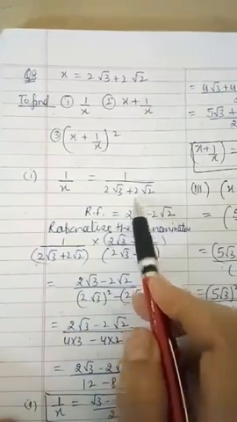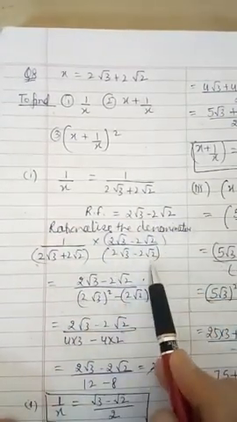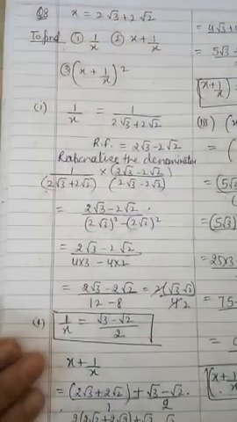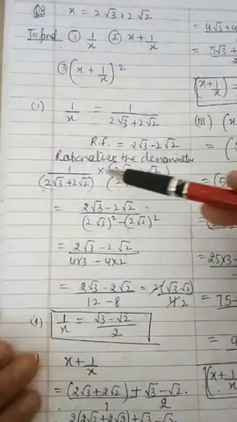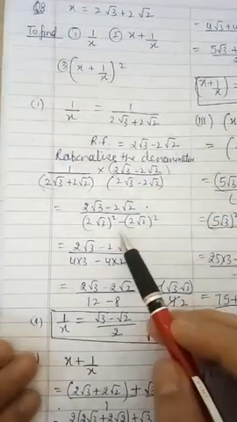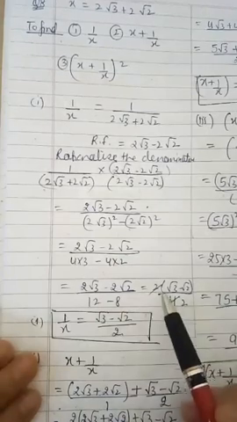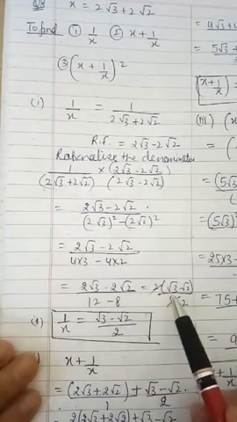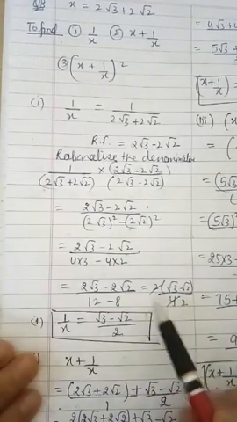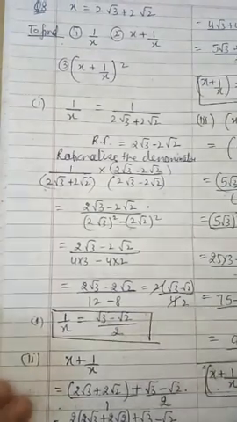Put the value of x. Then this is a rationalizing factor. Rationalize the denominator, and then we can solve it. Here we can apply the formula (a plus b) (a minus b), a square minus b square. We can solve it. 12 minus 8 is 4. Here we can take 2 common. Here 2 will cancel with 2. So we are left with root 3 minus root 2 divided by 2.